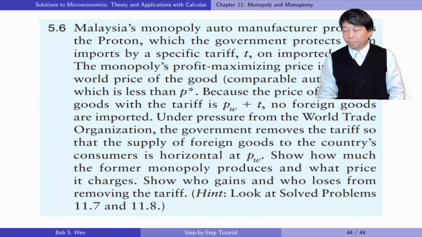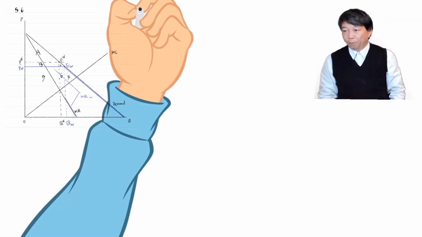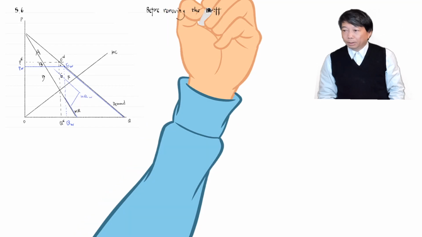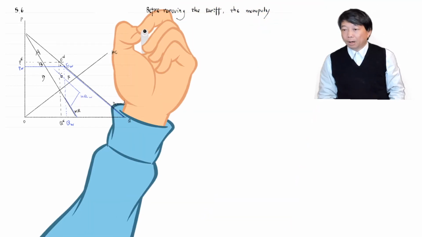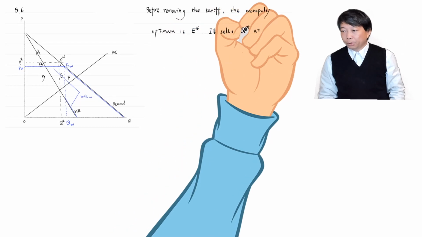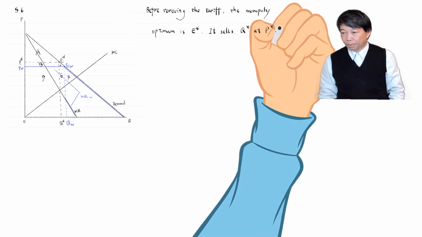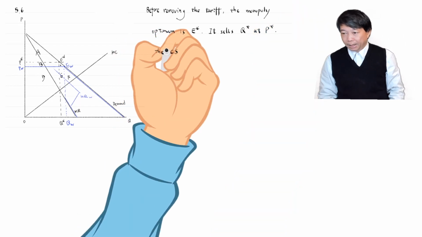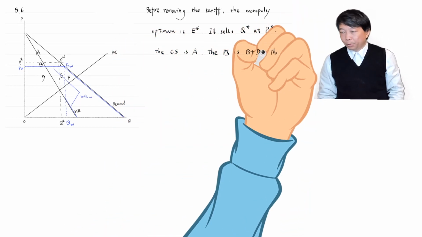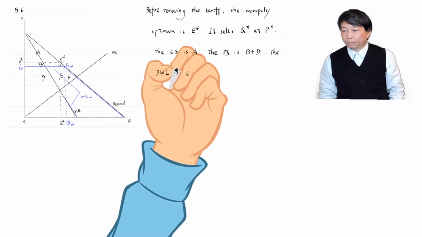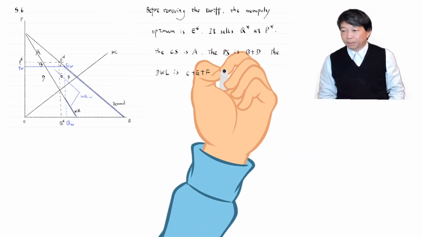Let's go to exercise 5.6. We will compare the prices, outputs, consumer surplus and producer surplus before and after removing the tariff. Before removing the tariff, the monopoly optimum is E star. It sells a quantity of Q star at the price of P star. The consumer surplus is the area A. The producer surplus is the area B plus D. The deadweight loss is C plus E plus F.